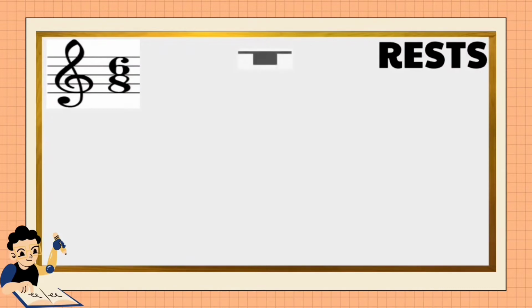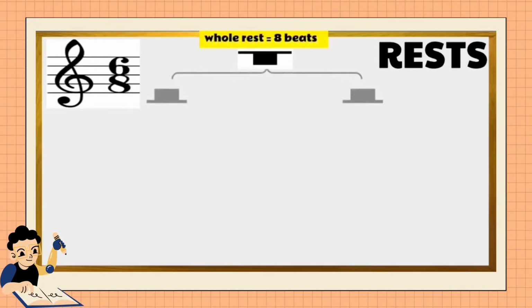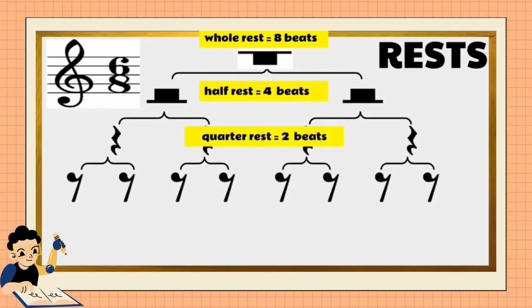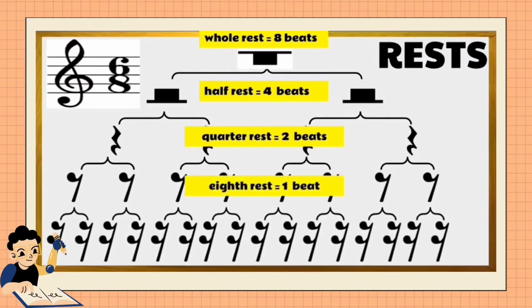The same with the rests. Whole rest receives 8 beats. Half rest receives 4 beats. Quarter rest receives 2 beats. And every 8th rest receives 1 beat. 16th rest receives 1 half beat.